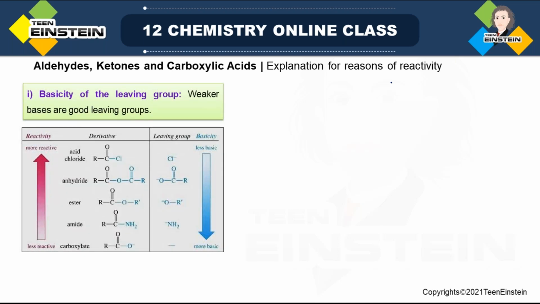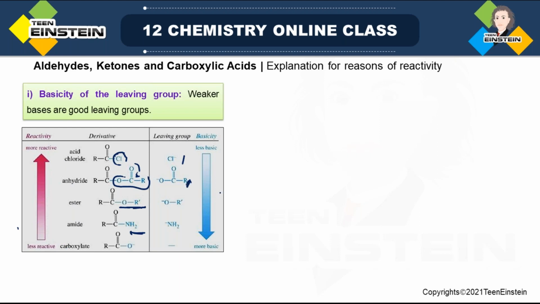Now look at these derivatives. Here the leaving groups are in blue color. OCOR is the leaving group for anhydride, OR prime for ester, NH2 for amide. There is also an example of carboxylic acid, but just focus on these four. Here reactivity is increasing as you are moving towards the upper side, right? And these are the leaving groups.